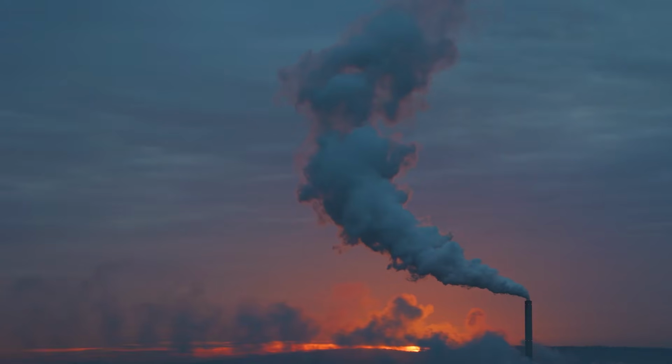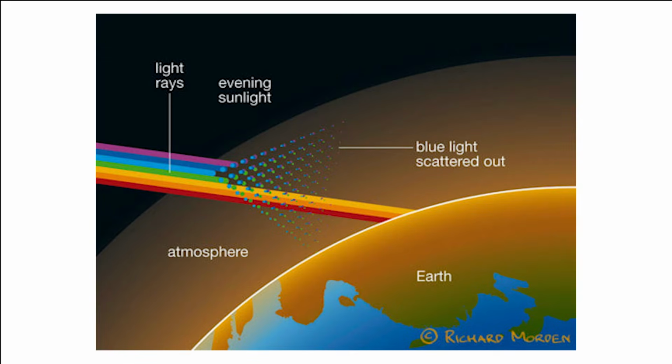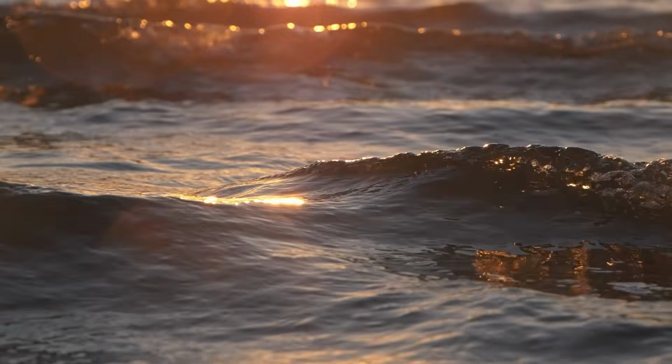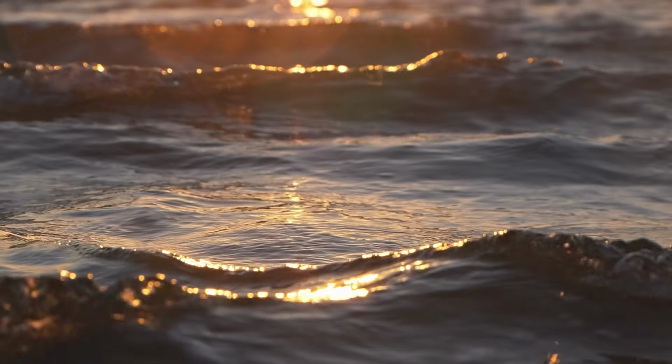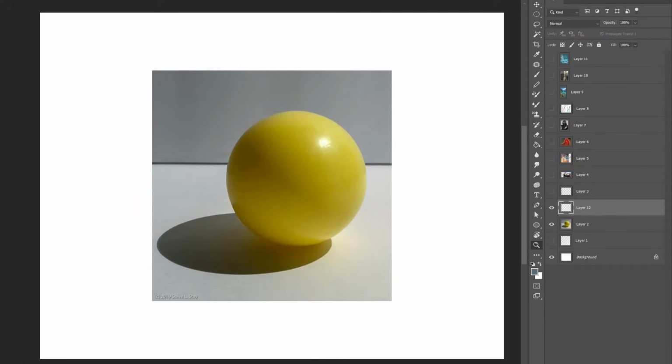When the sun is low on the horizon, its light has to pass through a much thicker layer of atmosphere. The shorter wavelengths, blue and green, get scattered away, while the longer ones, red and orange, make it through and reach our eyes.